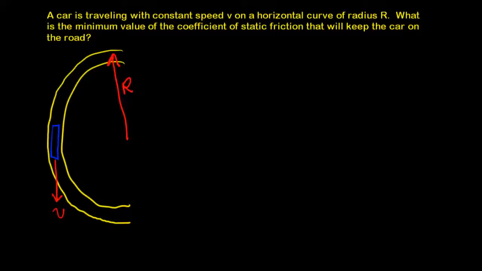So for another circular motion problem, we now have a car traveling with constant speed v on a circular horizontal curve, say just around the clover leaf coming off the highway or something, of radius r. And so what's the minimum value of the coefficient of static friction that will keep the car on the road? And so we can say a few things here.